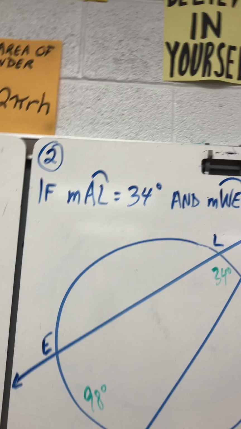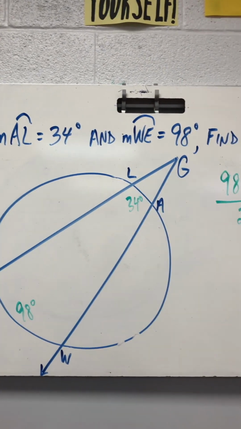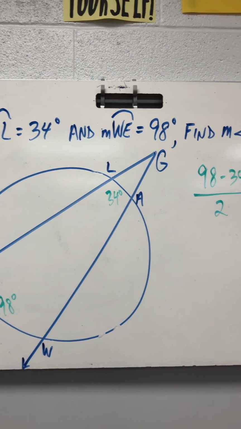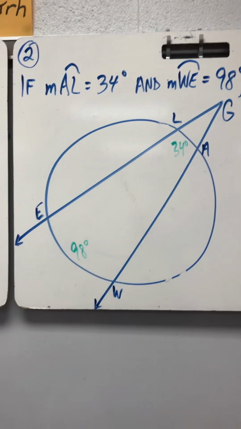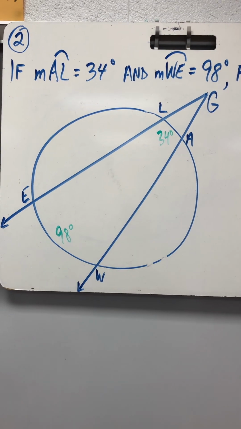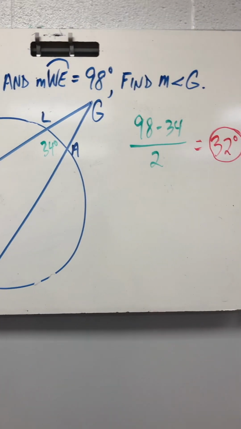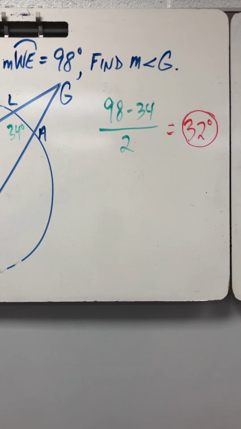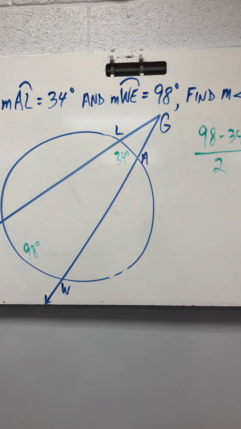So here, if arc AL is 34 degrees and arc WE is 98 degrees, find the measure of angle G. I'm going to take 98 minus 34, hit equals, and divide by 2. 98 minus 34 is 64. 64 divided by 2 is 32. Easy.